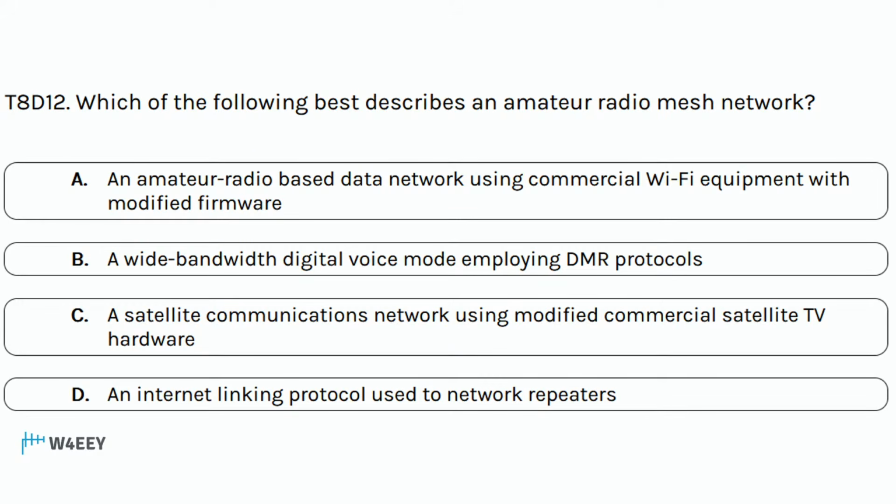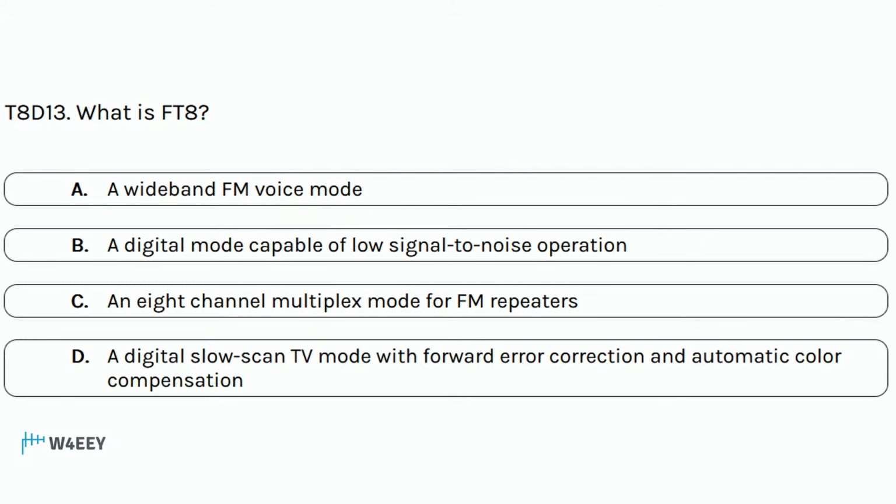Alpha. It's an amateur radio-based network using commercial Wi-Fi equipment with modified firmware. They call it a mesh network. And using amateur frequencies, it would be an amateur radio-based mesh network. So what is FT8? Bravo. It's a digital mode capable of low signal-to-noise operation. I mentioned before bands were dead, but still signals could be heard by the software, not by humans.